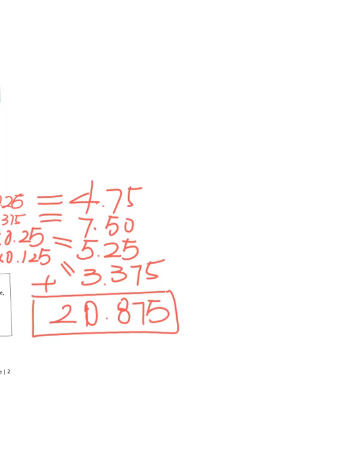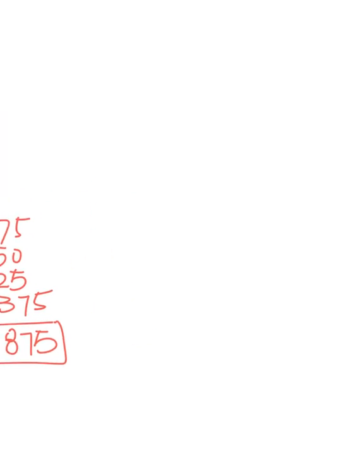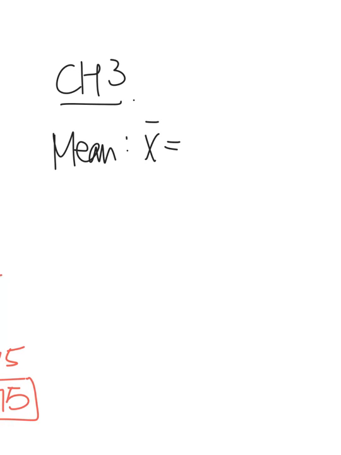In chapter 3, can you remember how you got the mean in chapter 3? The notation was x bar. The mean was x bar, for which we took the sum of all values divided by the number of values.